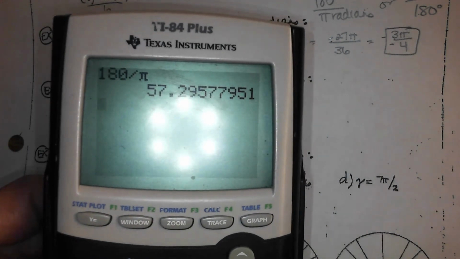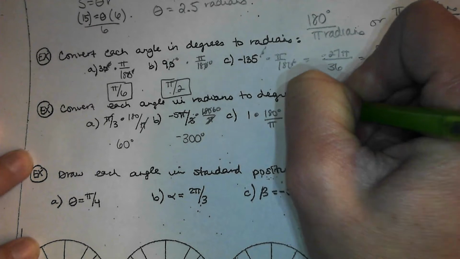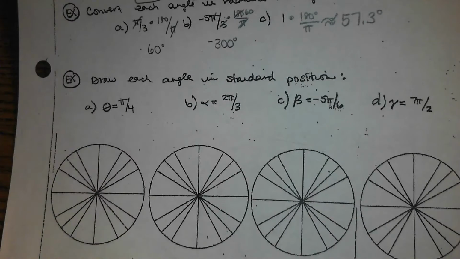57.29577. We'll do 57.3. Okay. Drawing angles in standard position.